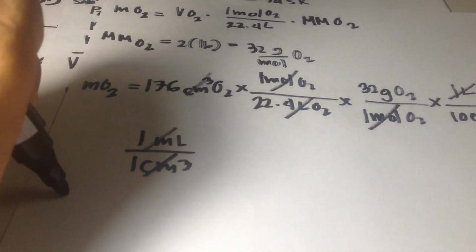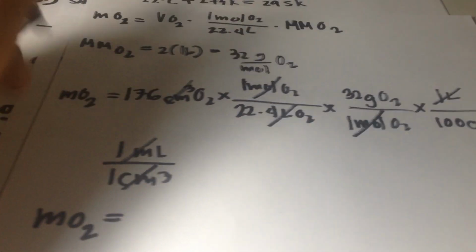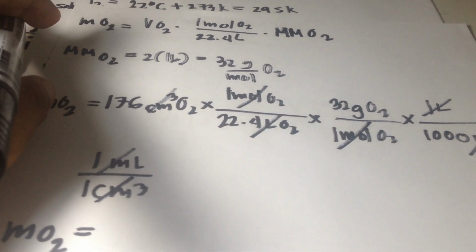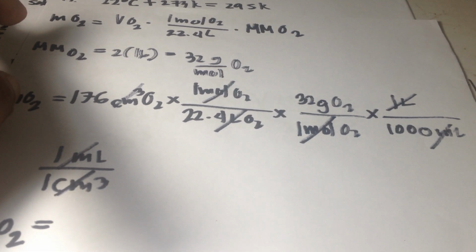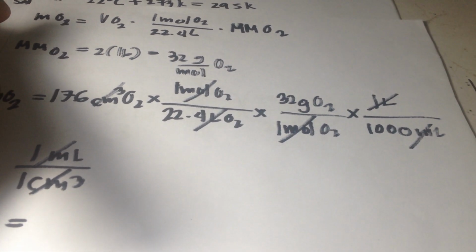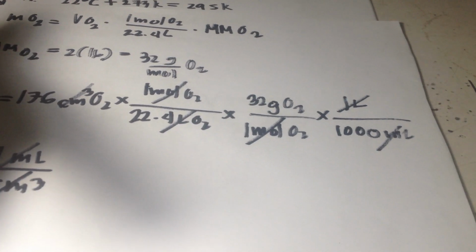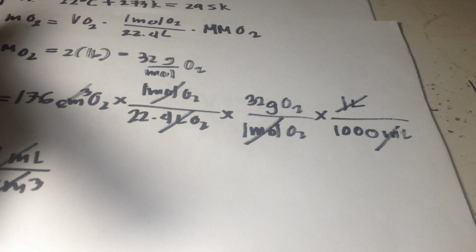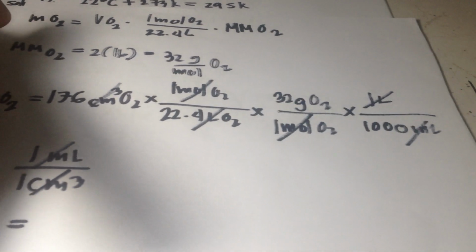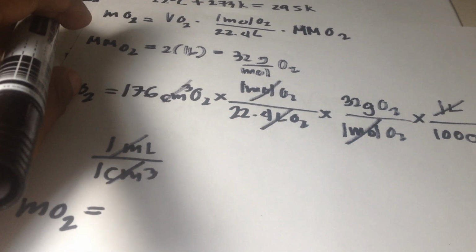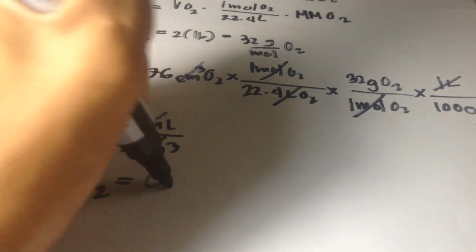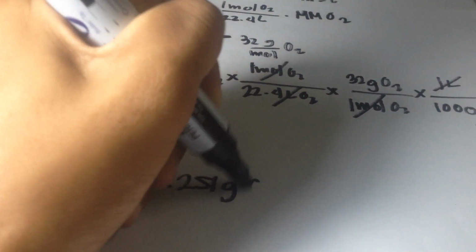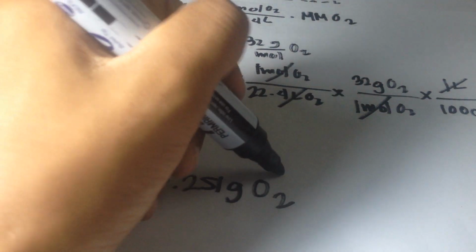So the mass of oxygen gas is equal to 176 divided by 22.4 times 32 times 1 divided by 1000 times 1 over 1. So that equals 0.251 grams of oxygen gas. So that is the final answer.